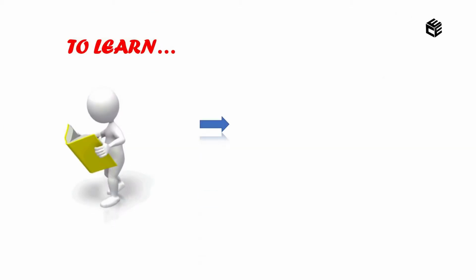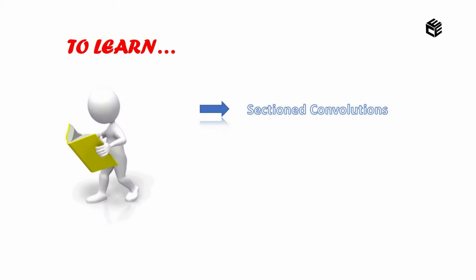In today's session, we are going to see a new topic called section convolutions, and we will be solving a problem under this topic. What is a section convolution? Section means we are dividing into some subcategories, correct? And convolution means we are going to perform convolution on these sections.